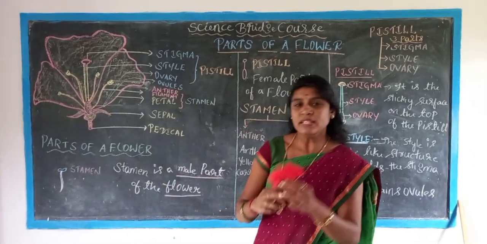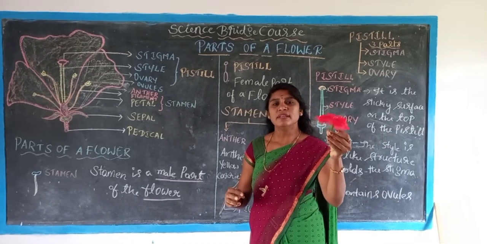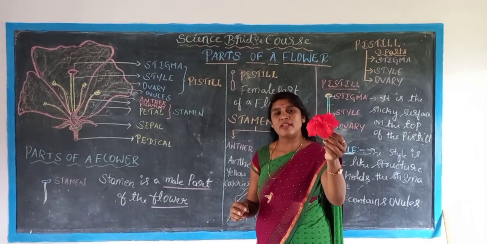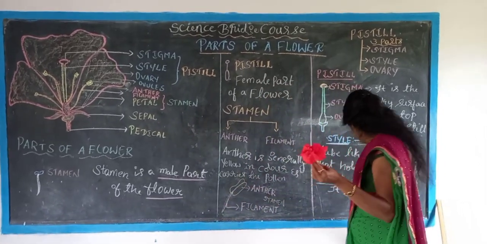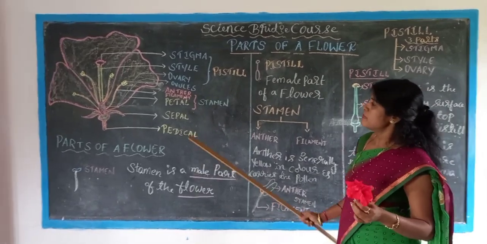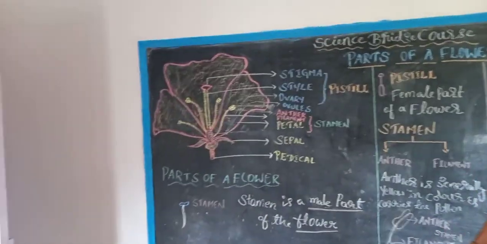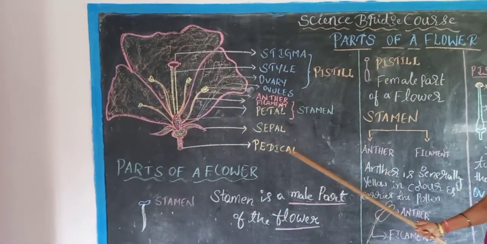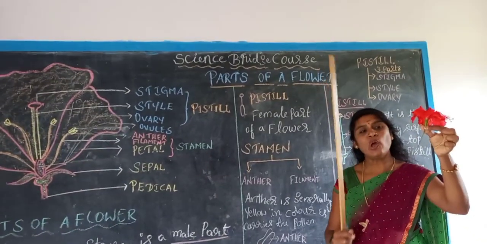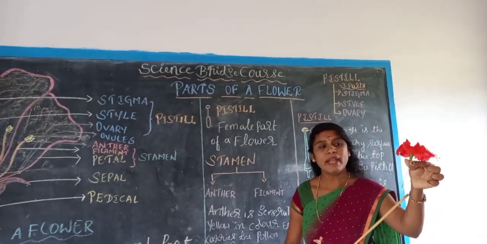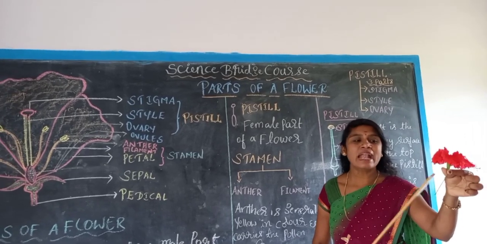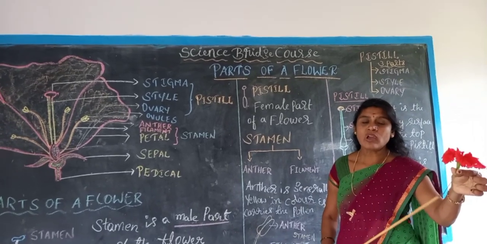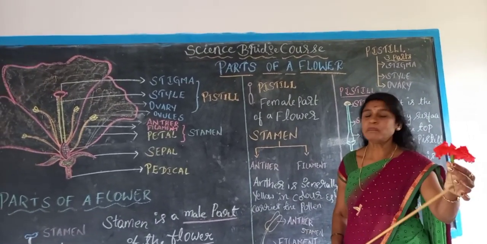See, this is a hibiscus flower. Everybody, are you watching this? Let us see what are the parts present in this hibiscus flower. See, this green color one is called the pedicel, or a stalk, which is attached to a plant. The stalk is attached to the branches of a plant.